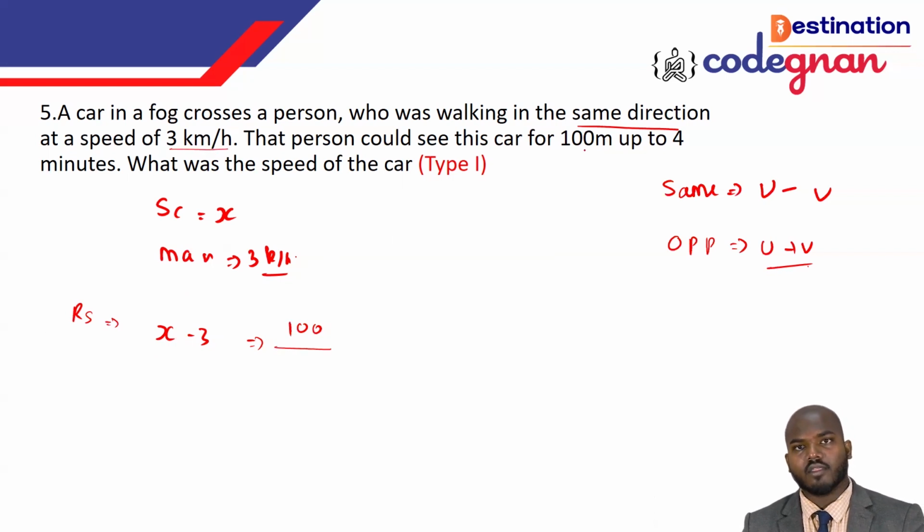Then you need to convert from the meter to the kilometer. If you want to convert from meter to kilometer, you need to again divide by 1000. And in time, coming to the time, do you see this one? We have 4 minutes. If you want to convert to the hour, you need to divide by 60 here.